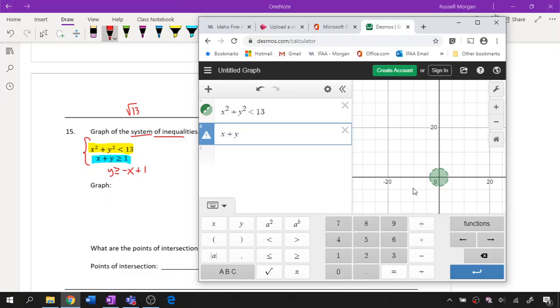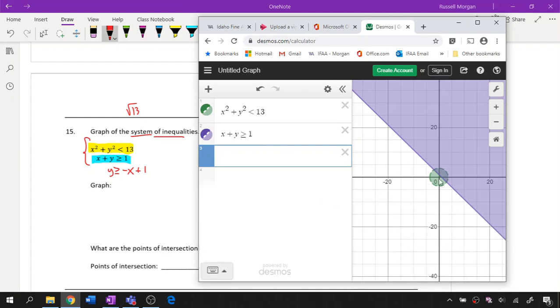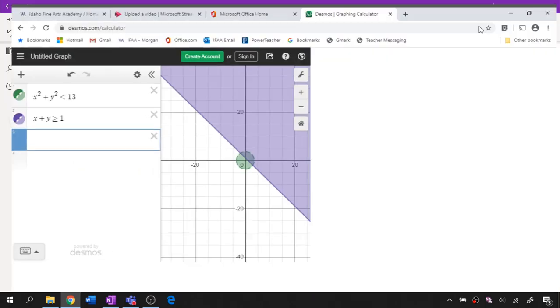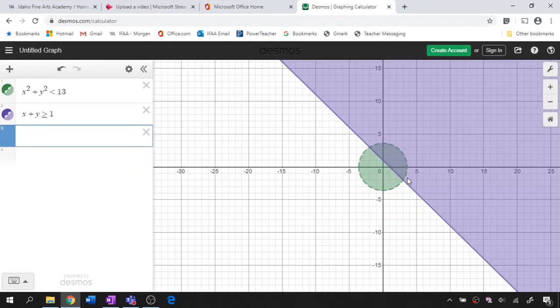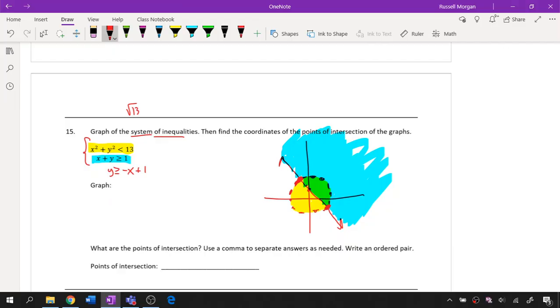Notice for the circle it was dashed. If I do greater than or equal to 1, notice that did a solid line. They used different colors than I did, but the real important thing I'm looking for is where they intersect. Now I can click on them and find that important intersection point. It looks like it crosses at 3, -2, and it looks like it crosses at -2, 3. So 3, -2, and -2, 3.